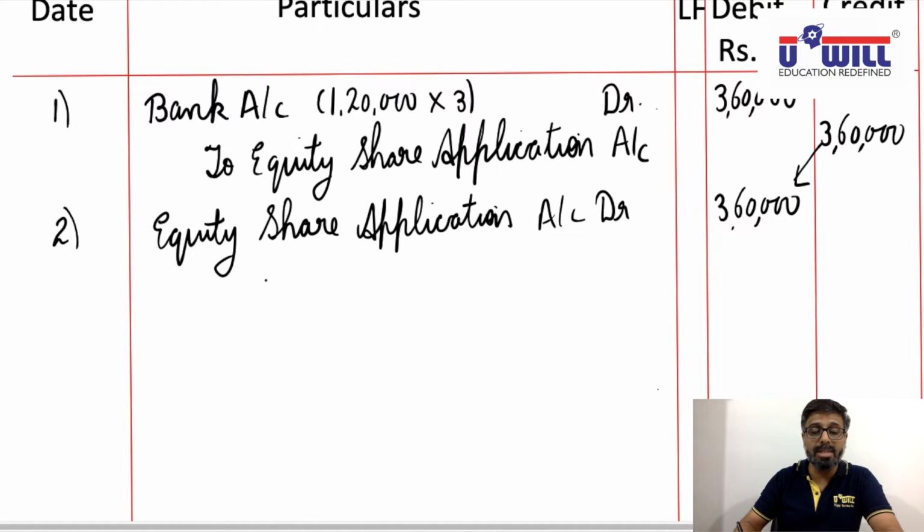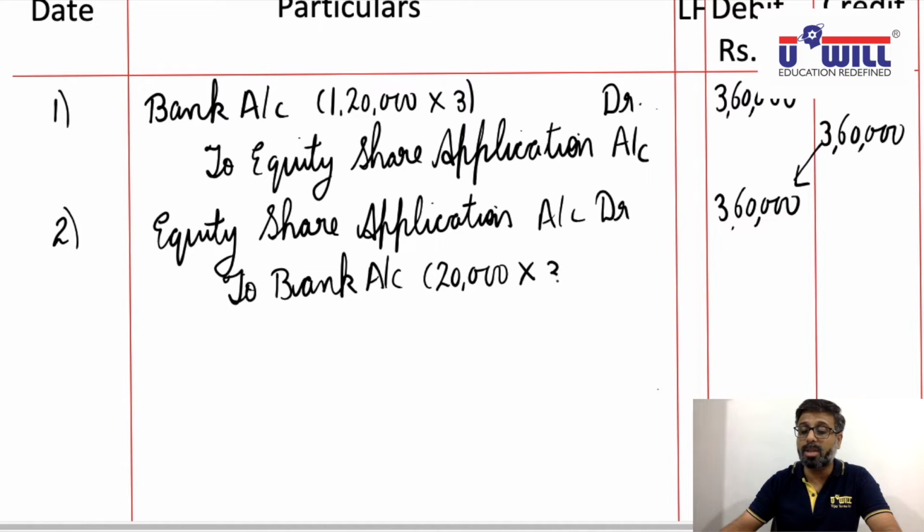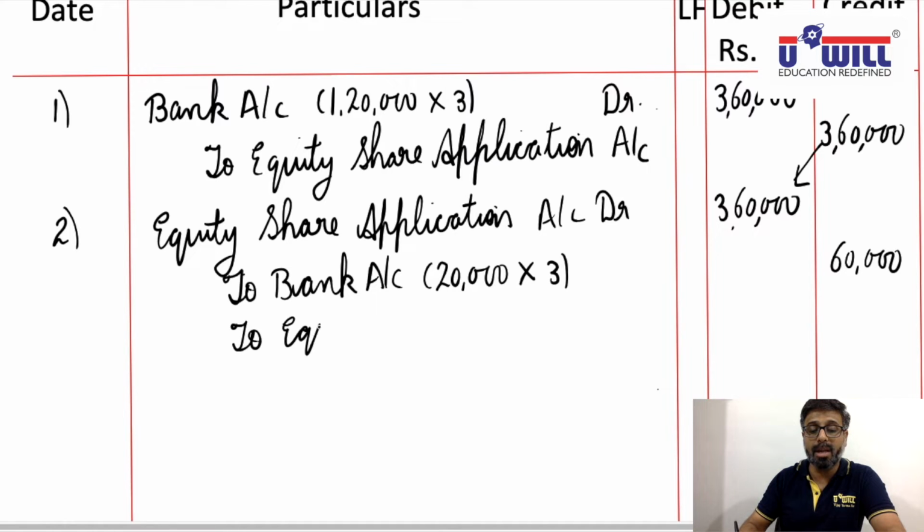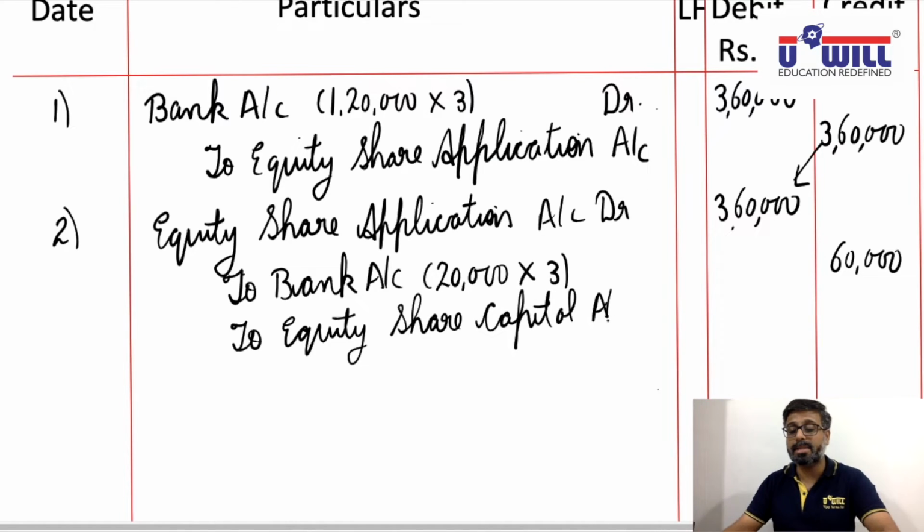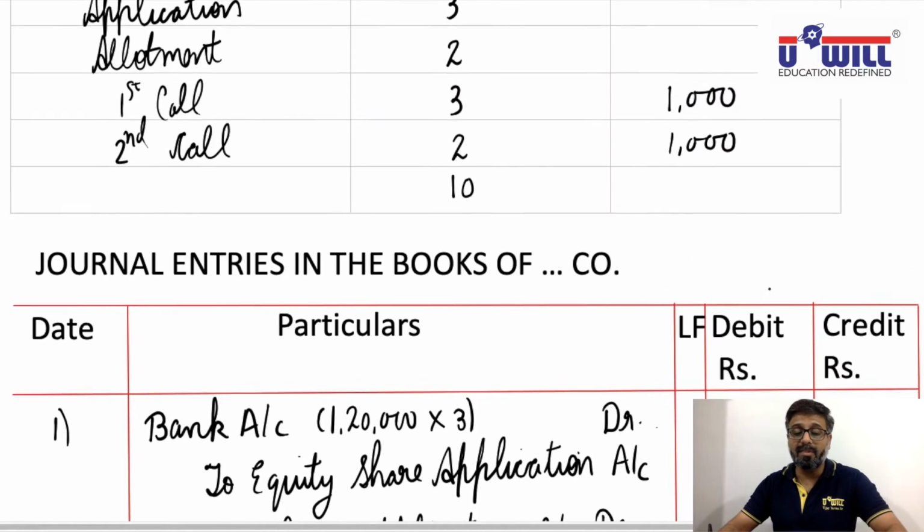Now since there is over subscription, we have to refund the money. So to bank account, okay, over subscription was with 20,000 shares. So on 20,000 shares we will refund 3 rupees of application money what is received. That is, we will refund 60,000. So to bank account 20,000 into 3, 60,000, and remaining amount we will transfer to equity share capital account. So to equity share capital account, you can straight away do 3,60,000 minus 60,000, 3 lakhs.